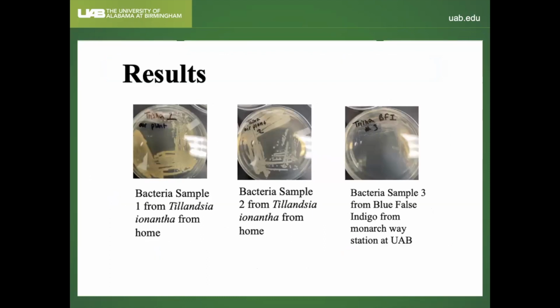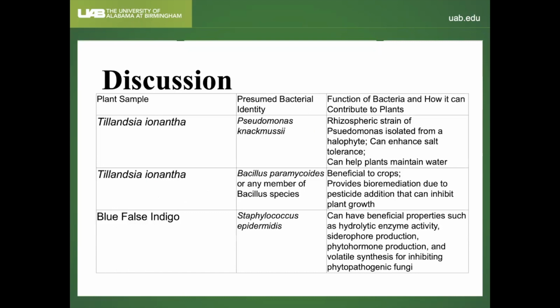So these are the results that we got from the plates. For the first plant that we did, the Tillandsia ionantha, we got 2 bacteria samples, and we only got 1 from blue false indigo. And these are our streak plates that were done. We could see that the blue false indigo didn't have much bacterial growth, but we were still able to isolate a colony from it.